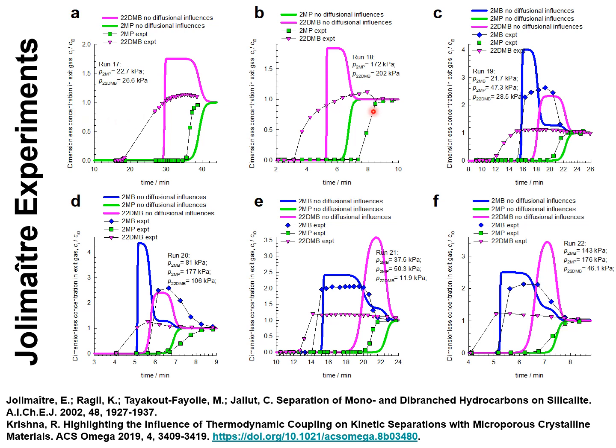In these 6 figures, A, B, C, D, E, F, I plot the experimental data of Joly-Maitre as published in the AIChE Journal in 2002. The experimental data are shown by the symbols. These 2 experiments here are for binary mixtures of 2-methyl pentane and 2,2-dimethyl butane.